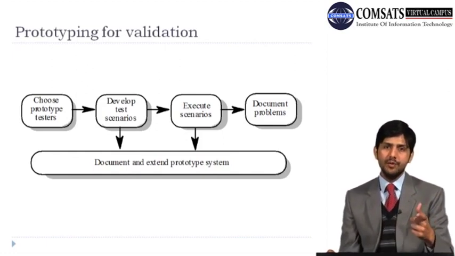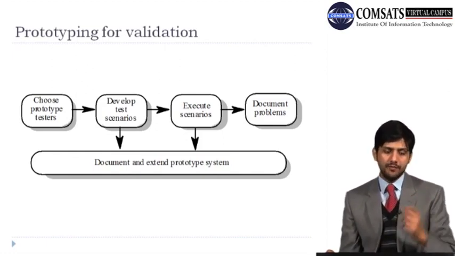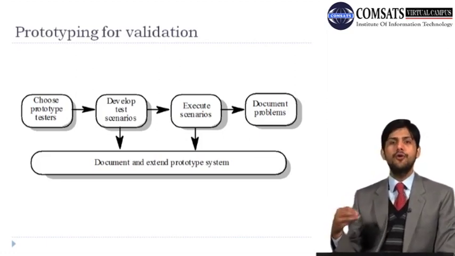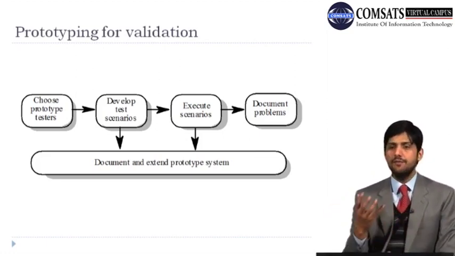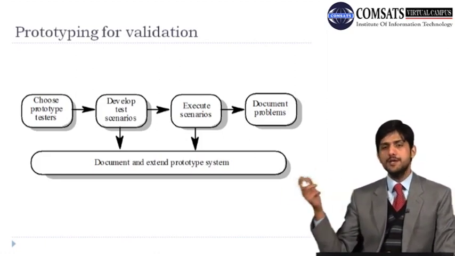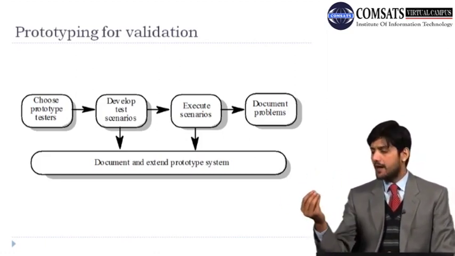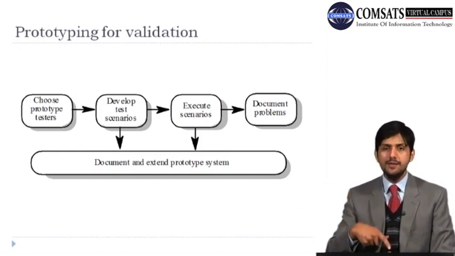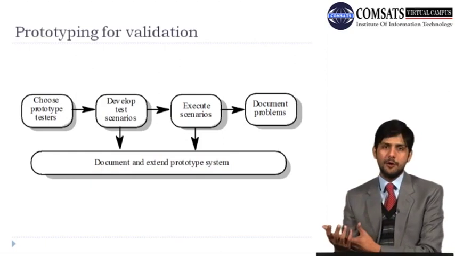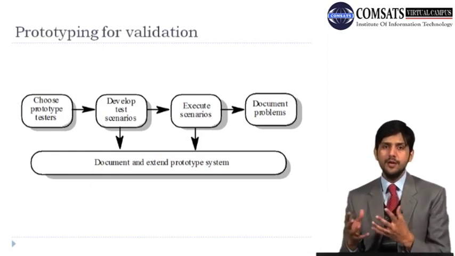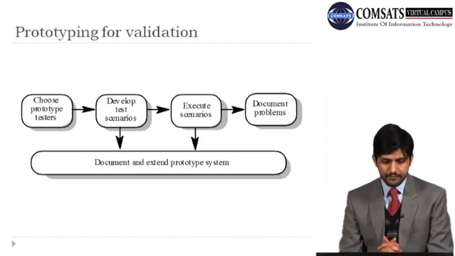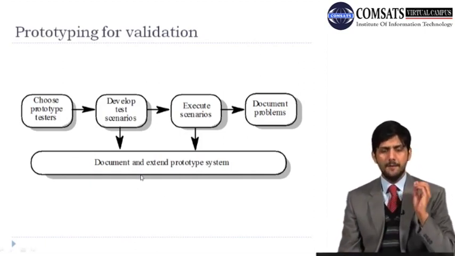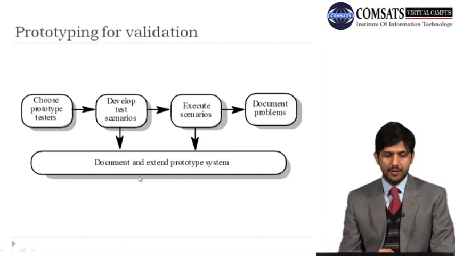So what are the steps that we do during this prototyping for validation? We choose prototype testers. So we have to identify people who are going to test this particular prototype. We have to identify a few end users, a few domain experts who would test our prototype, and we need to develop our test scenarios now. Okay, and we need to execute those scenarios. And finally, we document all the problems. If there are any problems with the prototype, we document them. If not, then we go ahead with it. So this is what we do during prototyping for validating the requirements.